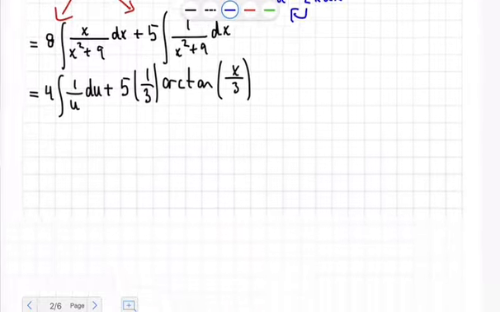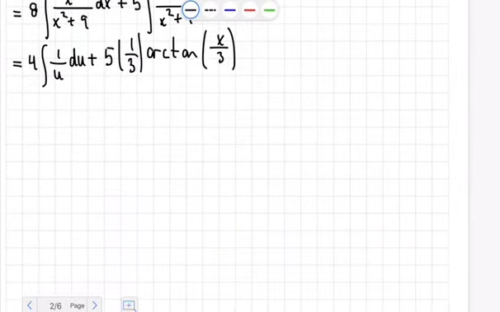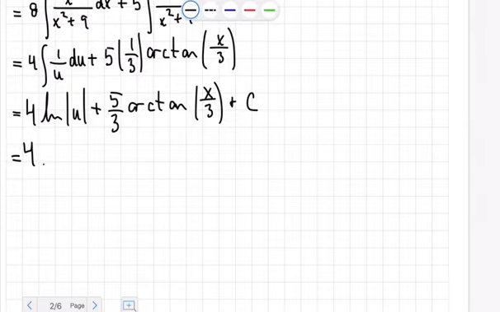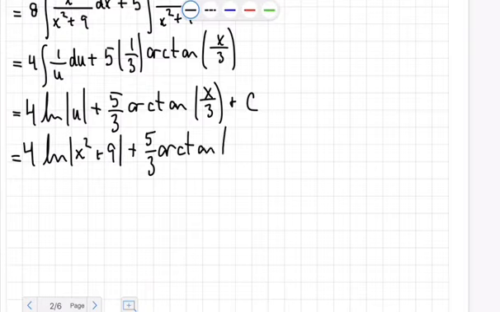So let's get some more room here. With the first integral we have 4, and we have ln absolute value of u. Let's clean up the second one a little bit. We have 5 over 3 arctan of x over 3. Now that we are done integrating, we can also put in the plus c. And then coming back to the first one, we recall that u was x squared plus 9. And so this is our final antiderivative.